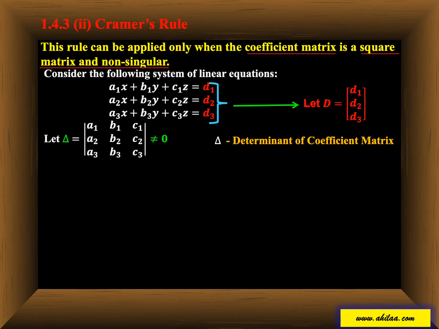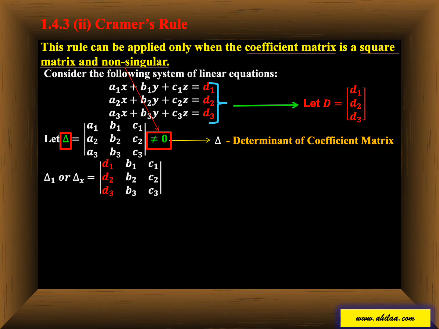So, what is delta? It is the determinant of the coefficient matrix. So, ensure whether delta not equal to 0. Then only you can proceed with Cramer's rule. Cramer's rule is applicable only if delta not equal to 0. Why? Because it is given the coefficient matrix is non-singular. Therefore, delta should not be equal to 0.